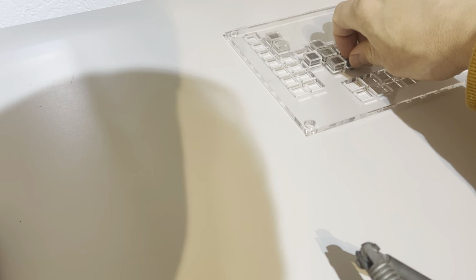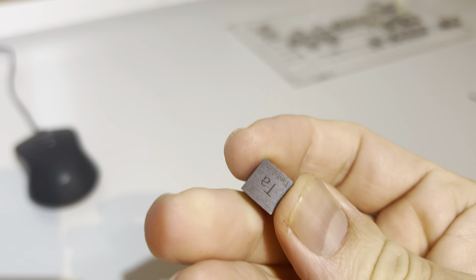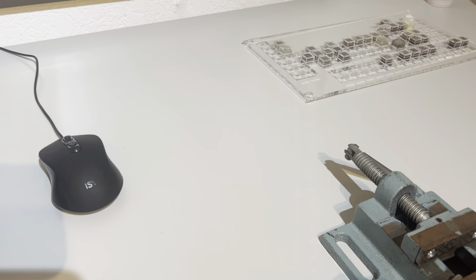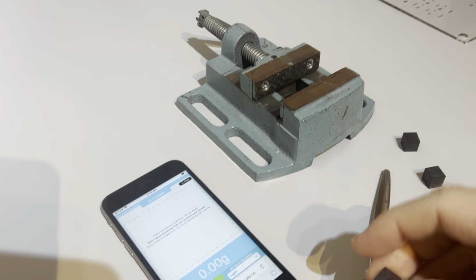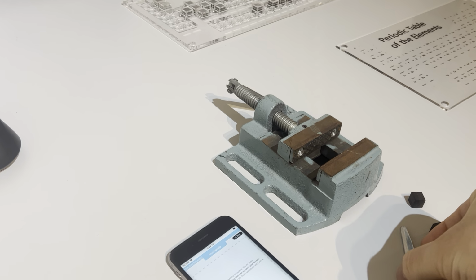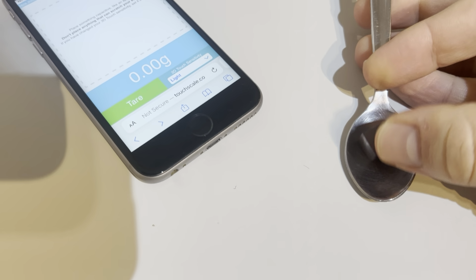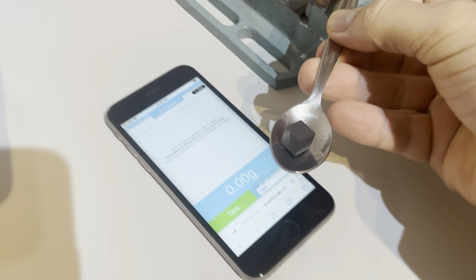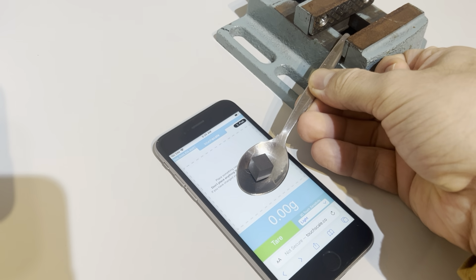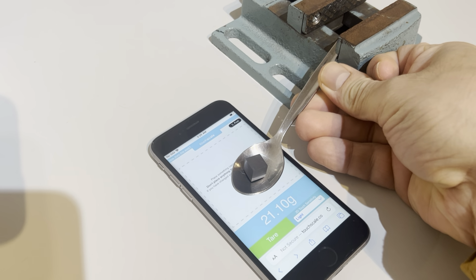A few more. What's this here? Tantalum. Okay. When I did the original measurements, I was putting the spoon there first and then the sample, but well, it doesn't really make much of a difference. So, okay.